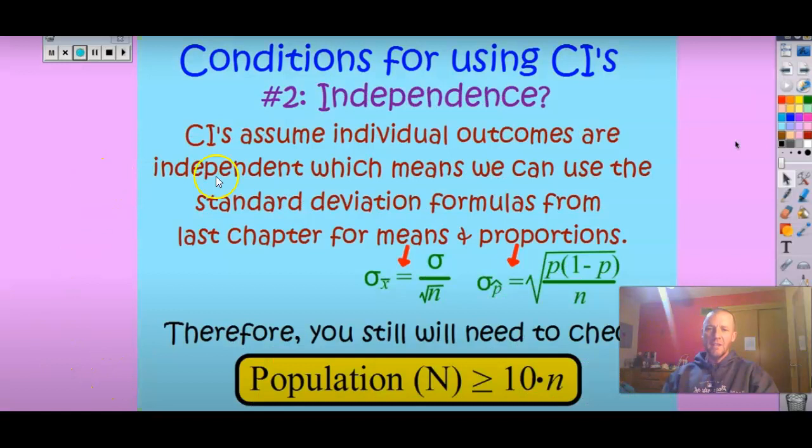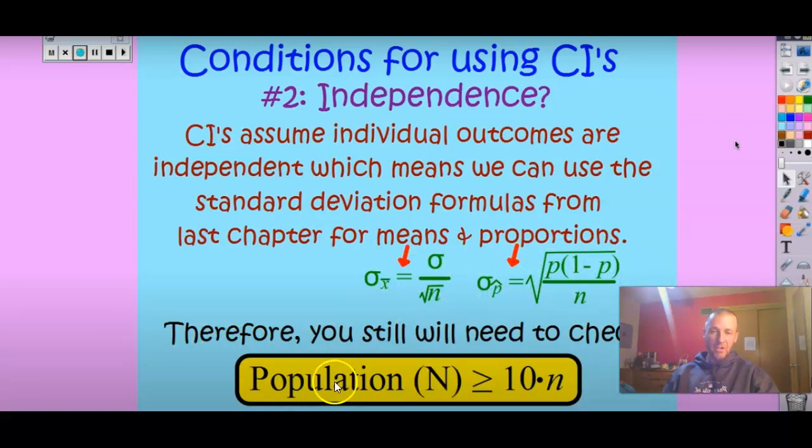The second part is independence. The independence is what gives us the permission to use the standard deviation formulas that have become hopefully pretty familiar now. If we're talking about means, this is going to be 7.3. The standard deviation of all the x bars that could possibly happen is the standard deviation of the whole population divided by the square root of the sample size. Or if we're in section 8.2, which is about proportions, the standard deviation of all the p hats that could occur is the square root of p times 1 minus p divided by the sample size. Okay, those are the formulas.